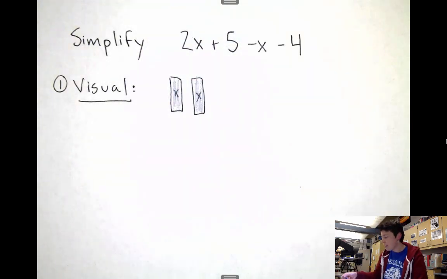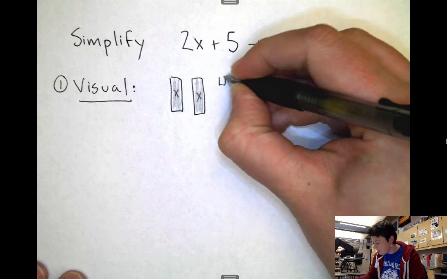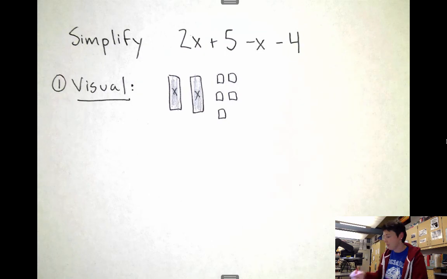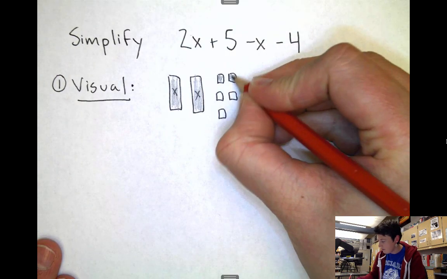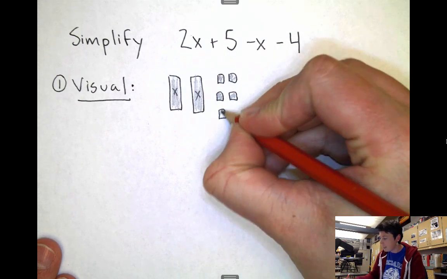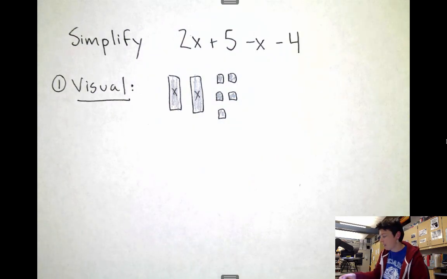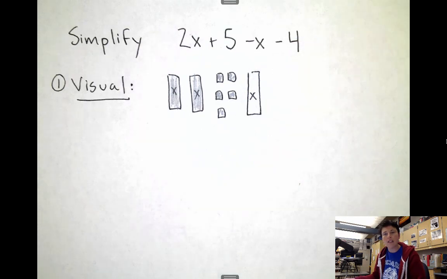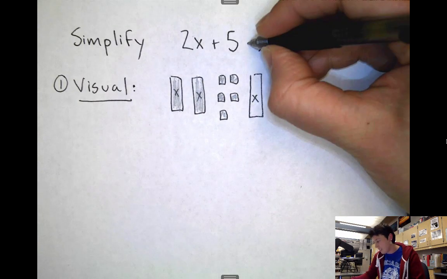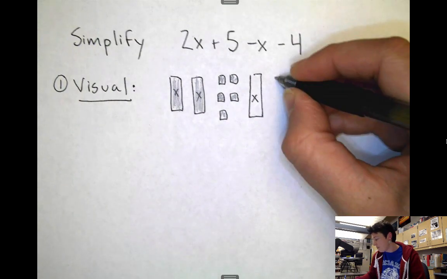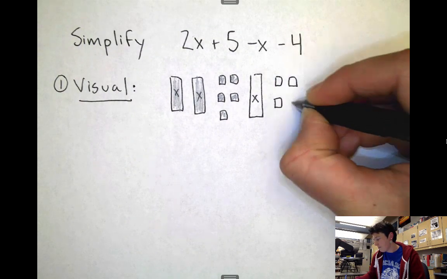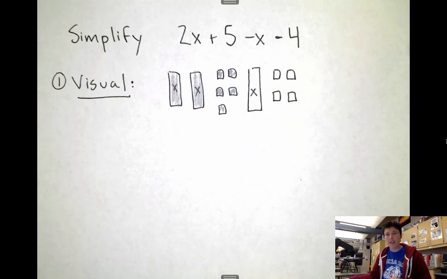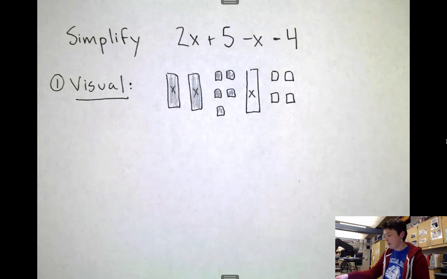lightly. Plus 5 means I have 5 units. 1, 2, 3, 4, 5. And it's a plus 5, so again, shade it in, make it positive. But then I have a minus x. So a minus x means I have a negative x. I'm not going to shade it in this time. I'm going to leave it like that. I'm going to leave it empty to represent that minus x. And the minus 4 means I have 4 little units. But because of the minus sign, I'm going to leave them empty and negative, just like that. So that's going to be my picture. That's going to be my visual.